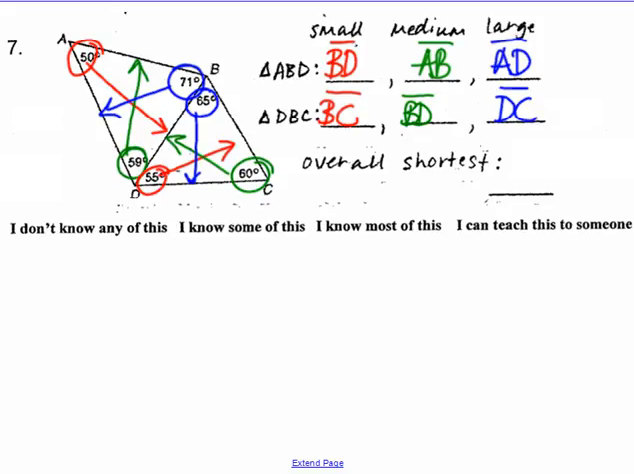Now the overall shortest side is going to be the one across from the smallest angle. Well, the one with the smallest angle is A, so the shortest side is going to be BD.